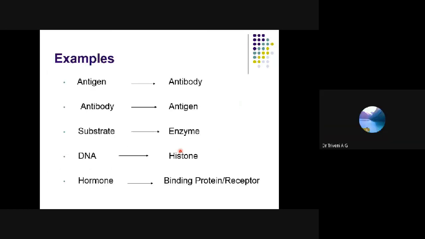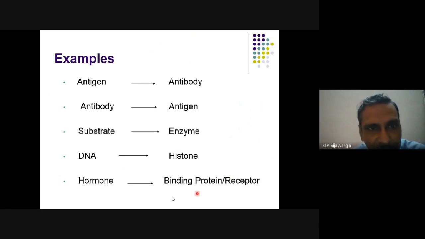As you also told, these are some examples of natural affinity: antigen to antibody, antibody to antigen, enzyme substrate, DNA and histone. Do you know what is histone?